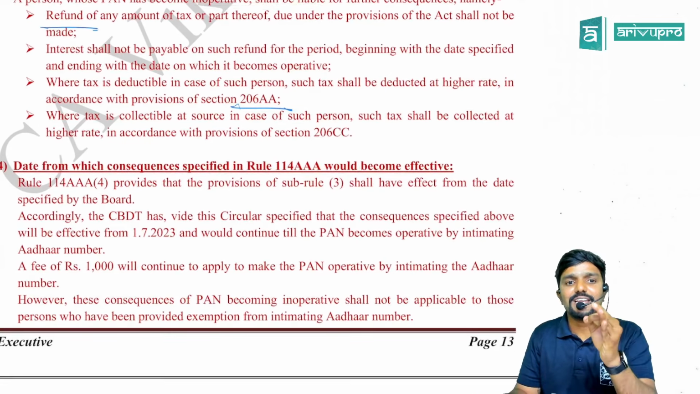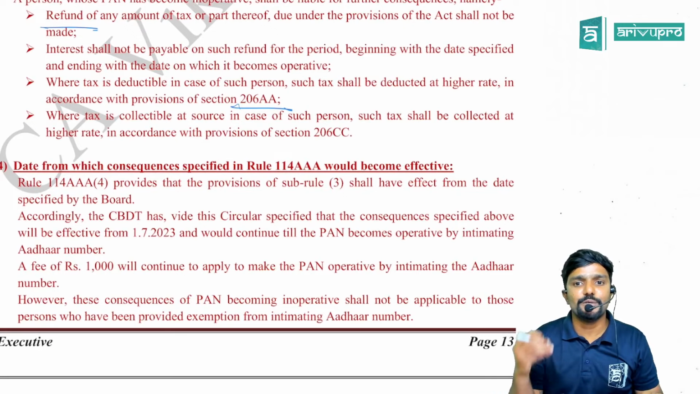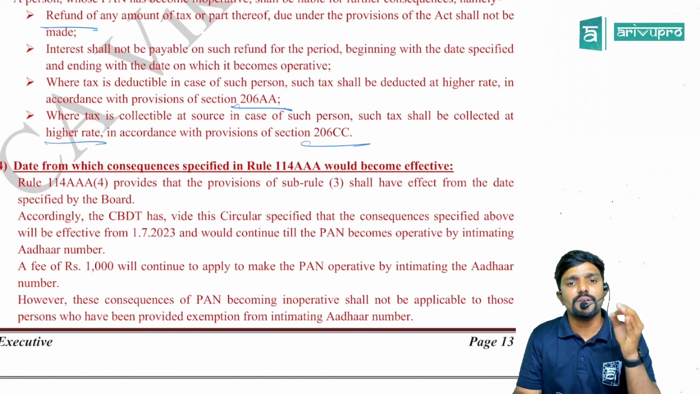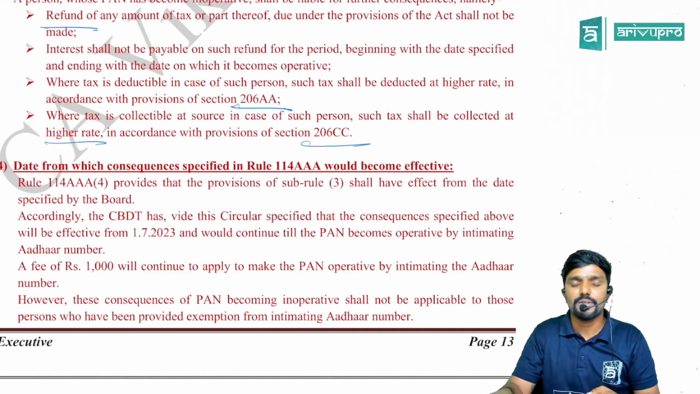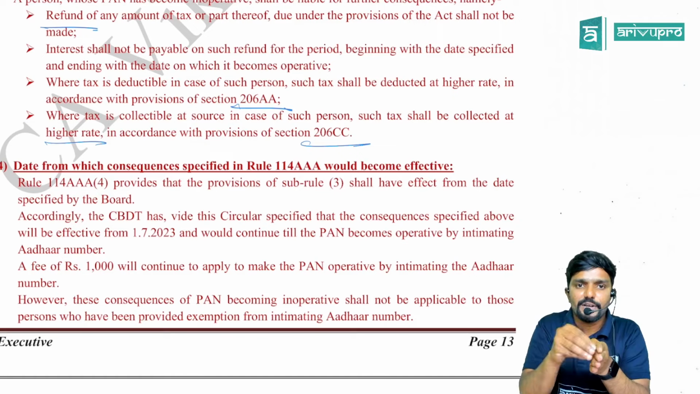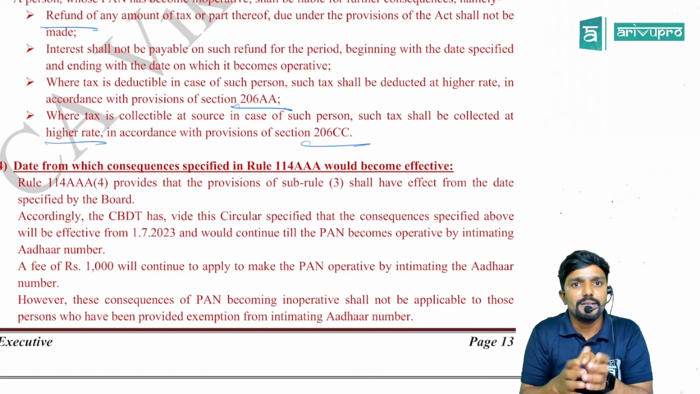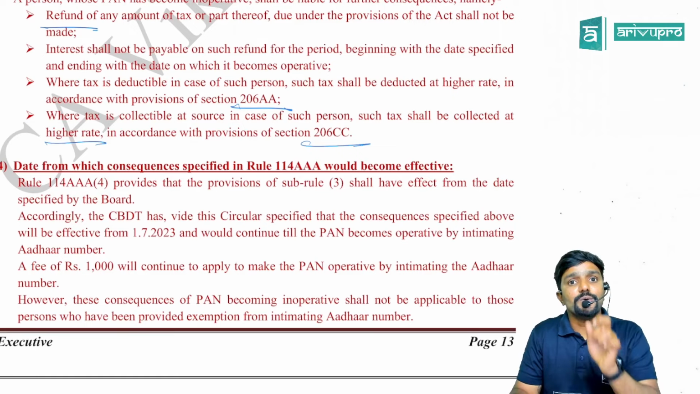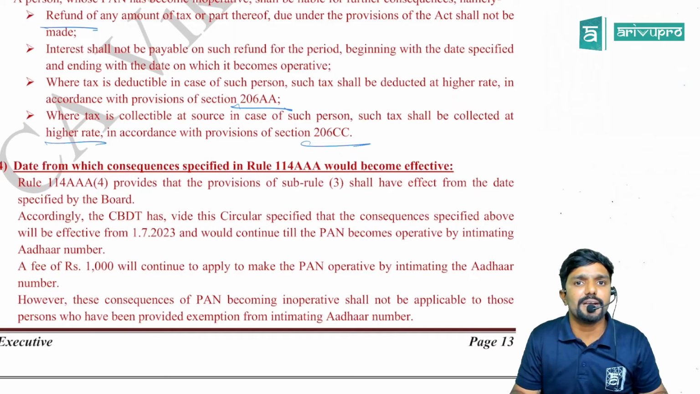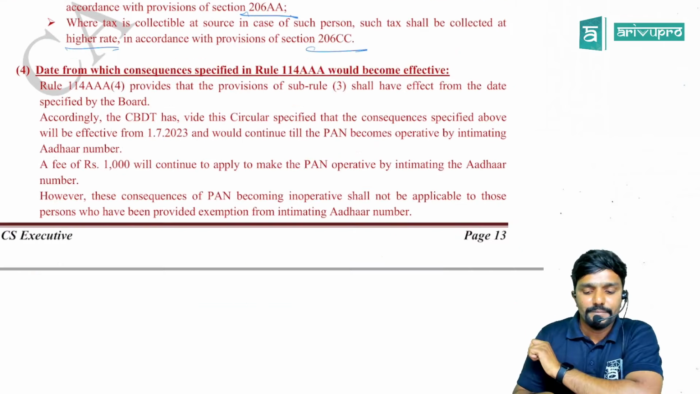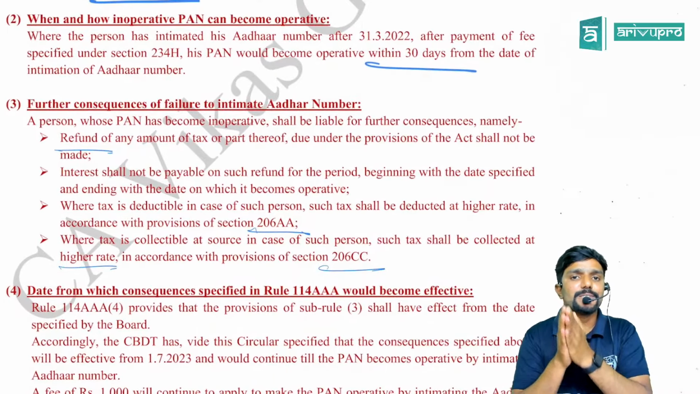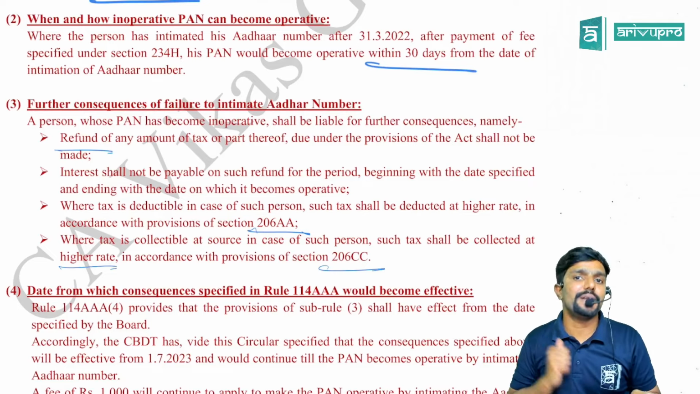Then where tax is collectible at source in case of such person, such tax should be collected at a higher rate in accordance with provisions of section 206CC. Even 206CC, which talks about the TCS, if the person who is supposed to collect TCS, for him, if the other person is not giving the PAN, then TCS has to be collected at a higher rate. So if PAN has become inoperative, it is as if he is not having PAN, so TCS would be collected at a higher rate, guys. So these all are the negative consequences which a person has to face once his PAN has become inoperative.